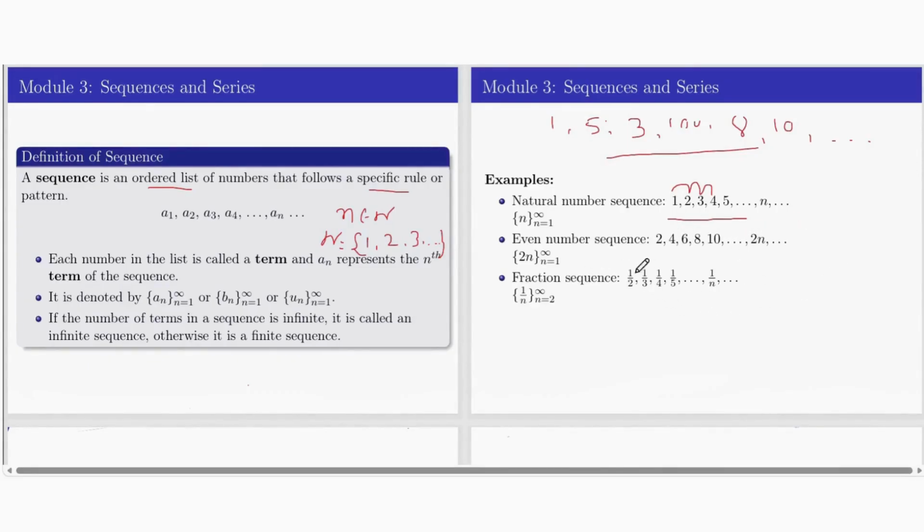Now let's take a second example, the even number sequence. See here, all elements are even. Now how do we get these elements? The first element is 2. To 2 we add 2, so we get 4. Again to 4 we add 2, so we get 6. Again to 6 we add 2, so we get 8, and so on. So every time 2 is added. This is the rule.